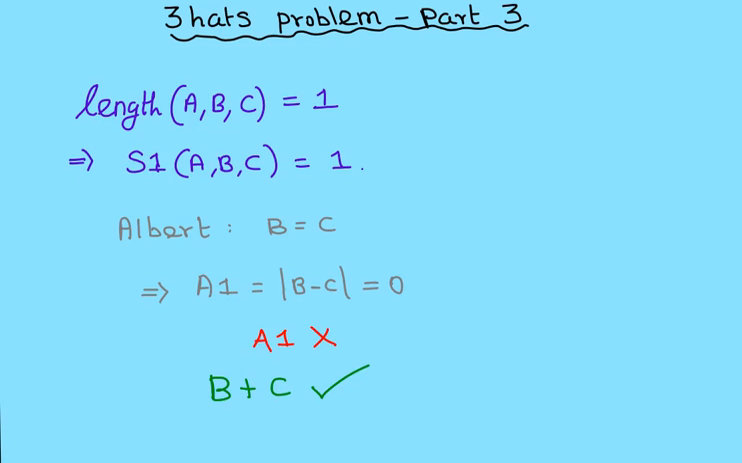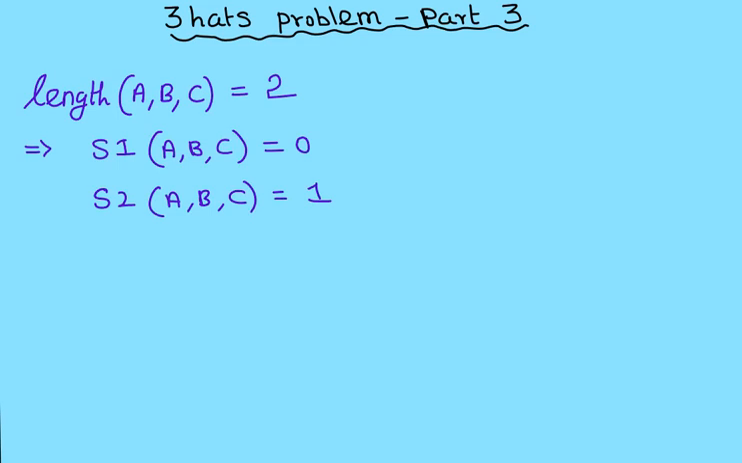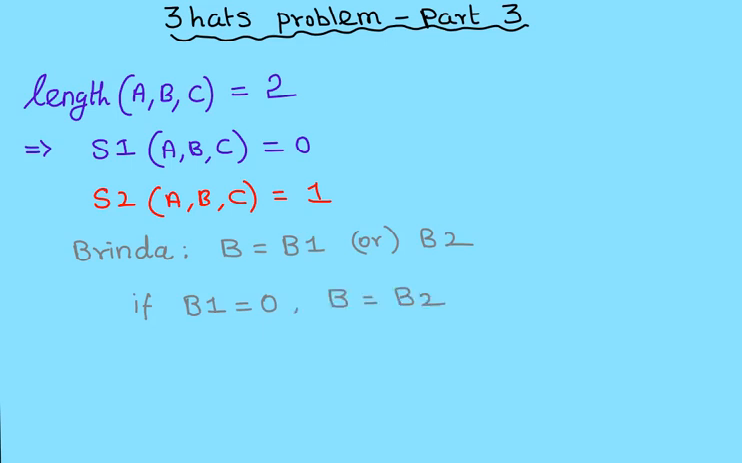Suppose the conversation length is 2. That means in the first conversation the student says I don't know, and in the second the student claims his number. So S1 of ABC is equal to 0 and S2 of ABC is equal to 1. Consider the final conversation, where again it is Brinda's turn. Brinda deduces the number to two possibilities, B1 and B2. If B1 is 0, then she claims B2 as her number. Since B2 is A plus C, the final claimed number will be the sum of the other two.